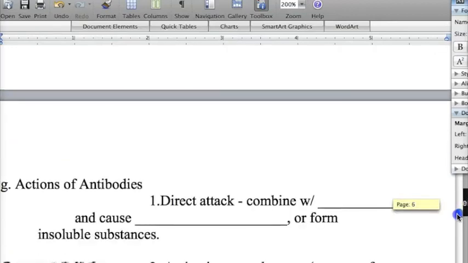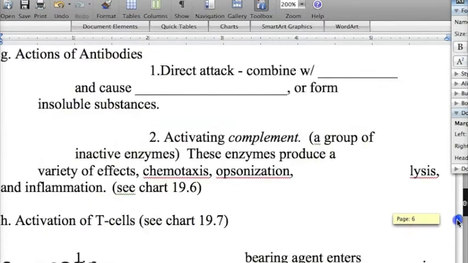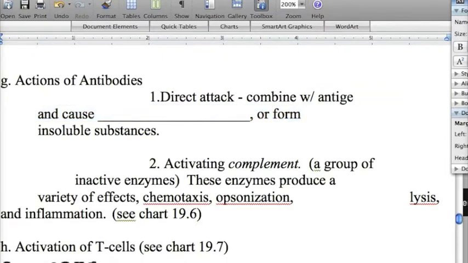Going to our next page here. So what is the action of our antibodies? Our antibodies can do a couple of things. They can directly attach to the foreign antigen-bearing cell. So they can do a direct attack, basically, where they combine with the antigen.